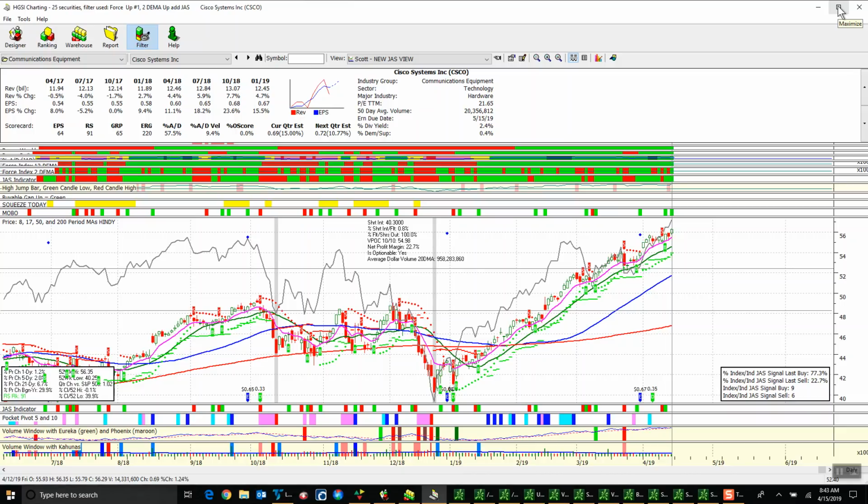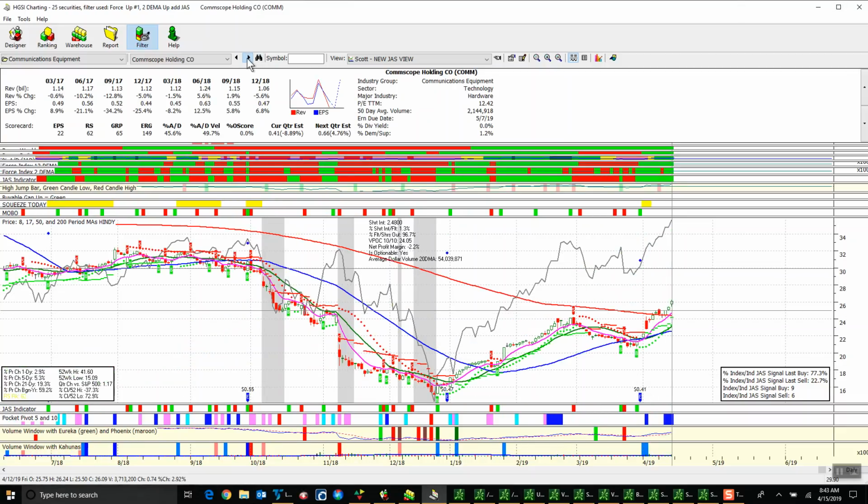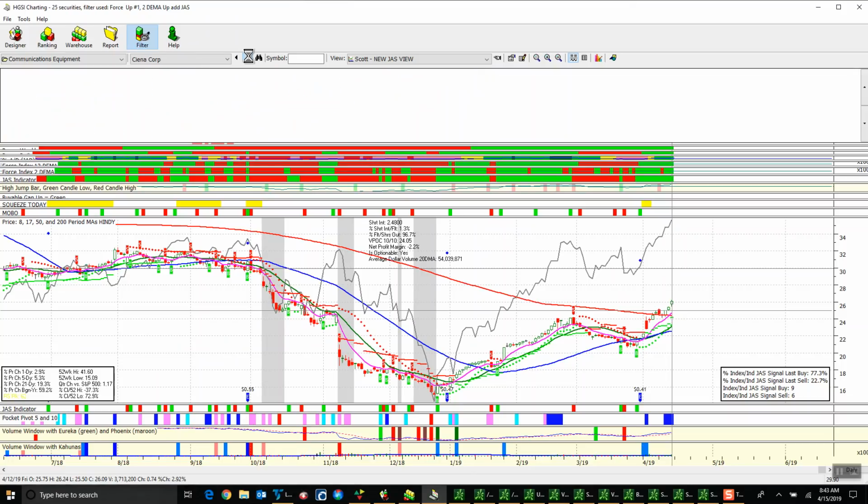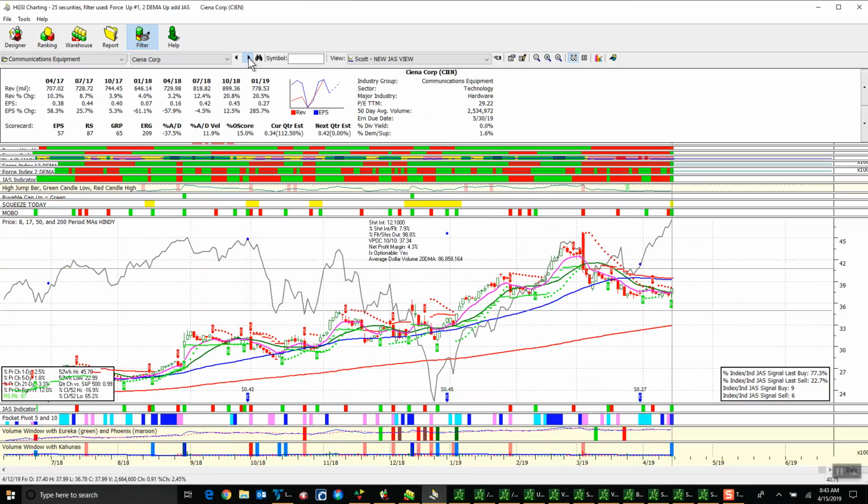CommScope, breaking out, long decline, broke above the 200. Don't really like the earnings per share growth. Ciena, I've owned this off and on, had a deep sell-off here. And my buy signal fired on Friday, MOBO breakout from a squeeze, pocket pivot and kahuna. Interesting. I may look to nibble on this one. I'd rather buy it above these moving averages. Look at the group strength there.